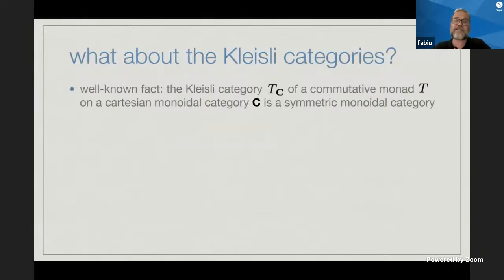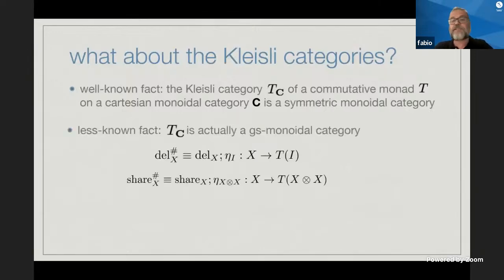What about Kleisli categories? You know that the Kleisli category of a commutative monad on a Cartesian monoidal category C is symmetric monoidal. This is also folklore. What we point out in the paper, and it's kind of known but not necessarily well understood, is this: actually, it is gs-monoidal, with the deletion arrow and the share arrow completely determined like this. I mean, apply the del in the underlying category and then the unit, and the same for the share.